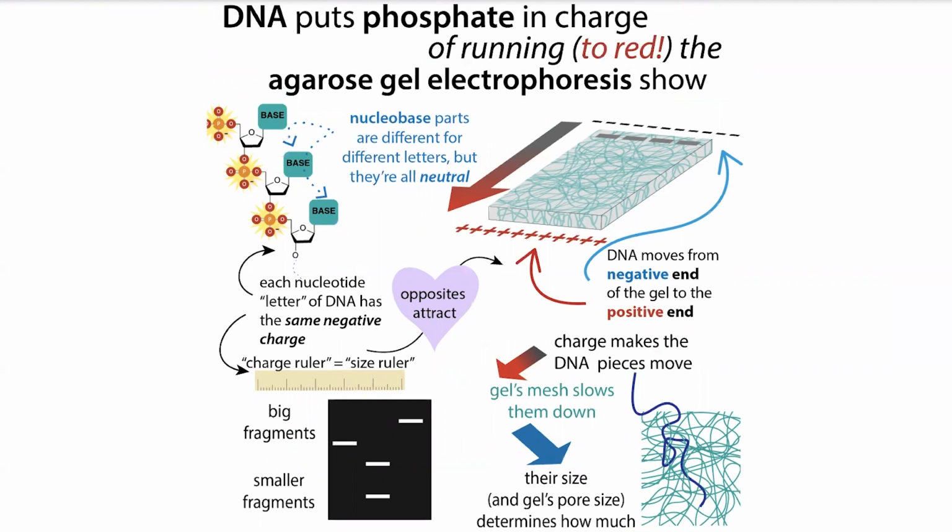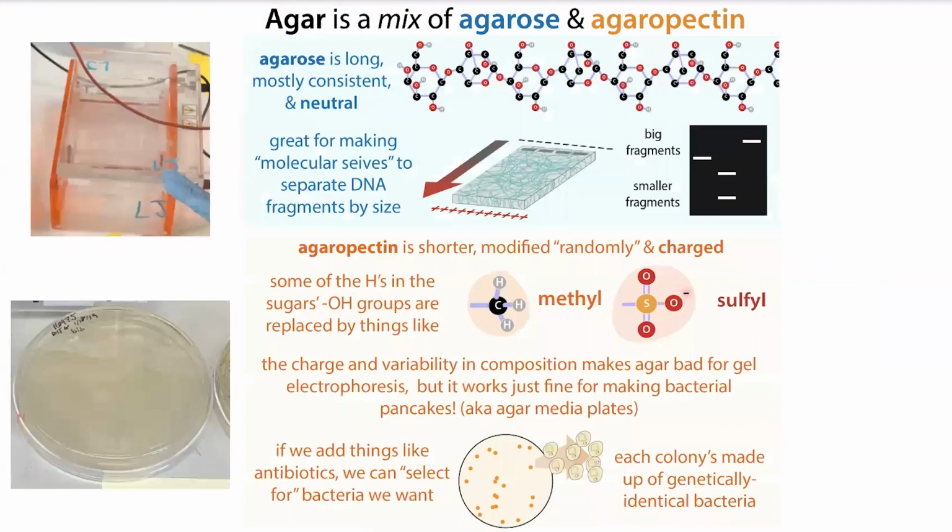And if we had a charged gel, well, this would cause problems because our DNA would react with it. And so by using this agarose, which is this neutral form, we're then able to separate DNA without the DNA actually interacting with the gel. We can instead just use the gel as a mesh for separating things. But in order to actually get that agarose, we have to purify it out of agar.